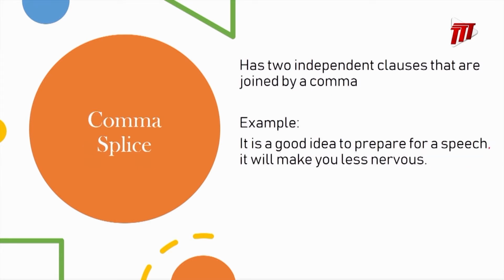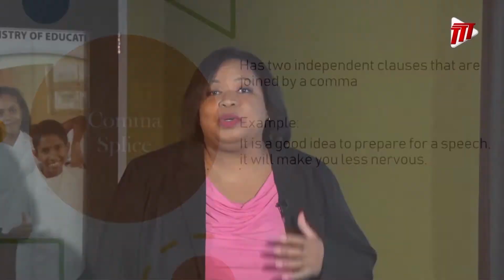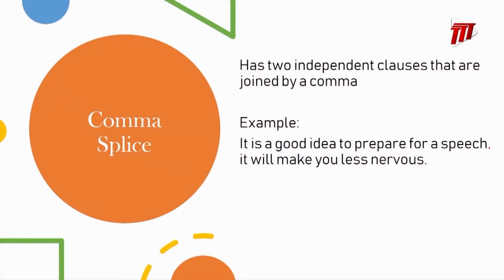In the previous lesson, you also learned about comma splices. And what are those? A comma splice has two independent clauses that are joined by a comma. So even if you put a comma in between, "It is a good idea to prepare for a speech, it will make you less nervous," that is still not a good way of fixing the run-on. Why? Because a comma is not strong enough to separate two independent clauses.